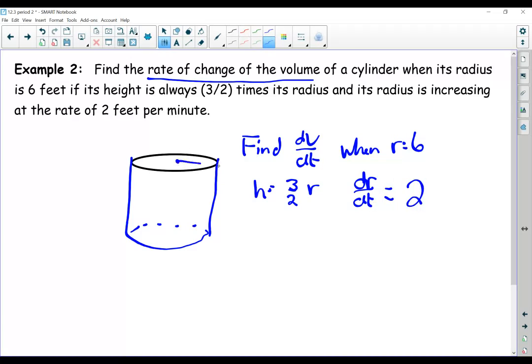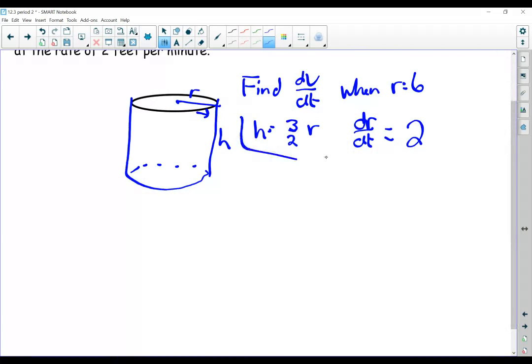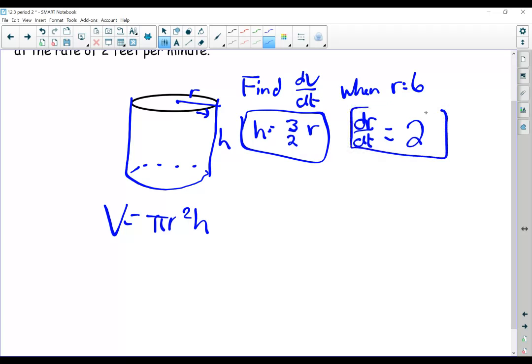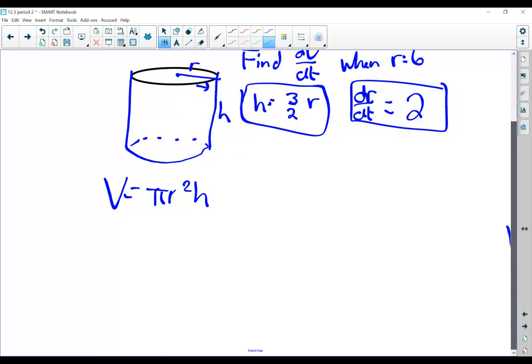So I have a radius here that's increasing, and then I have a height here. And they already give me the proportion. So we didn't even have to set up a proportion in this one. They gave it to us. So I'm going to start with the volume of a cylinder, pi r squared h. And now I'm going to figure out who I'm trying to find. I'm trying to find dV/dt when r is 6, and they give me dr/dt. Notice that I do not have dh/dt, and I do not want dh/dt.